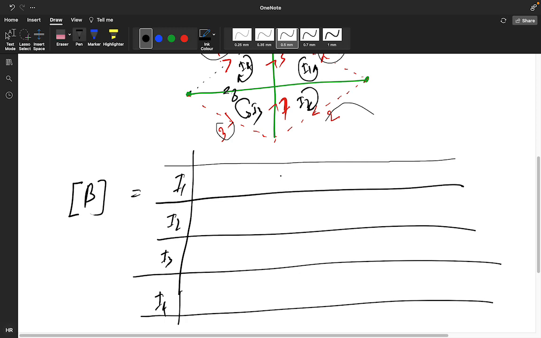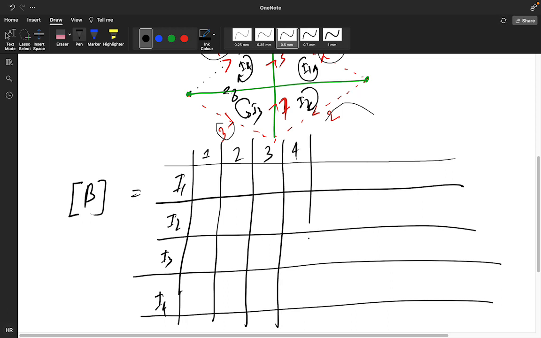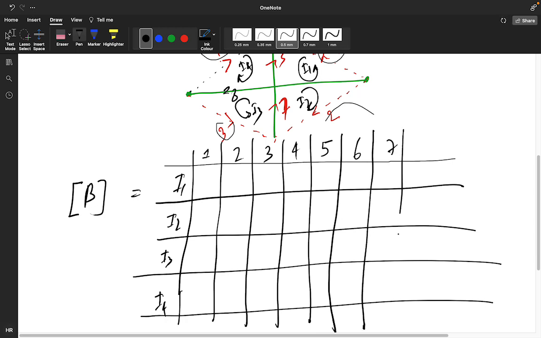Okay guys, now you need to create the tieset matrix. So how will you develop the tieset matrix? It's very easy, it's not that tough. So you have to write all the branches from 1 to 8. You have to write all the branches. First branch, second branch, third branch, fourth branch, fifth branch, sixth branch, seventh branch, eighth branch.